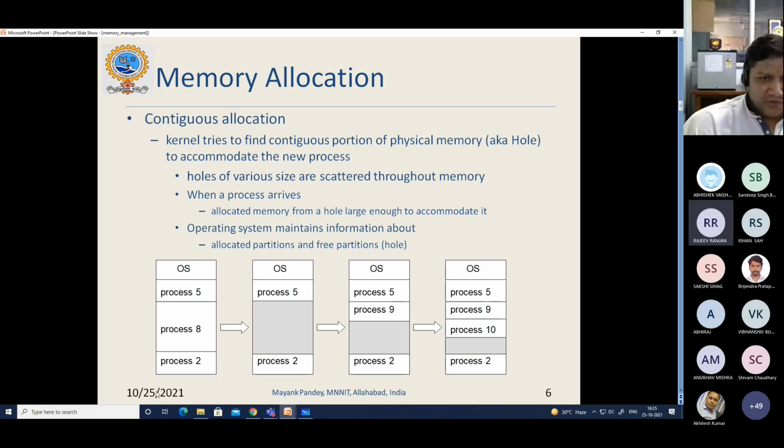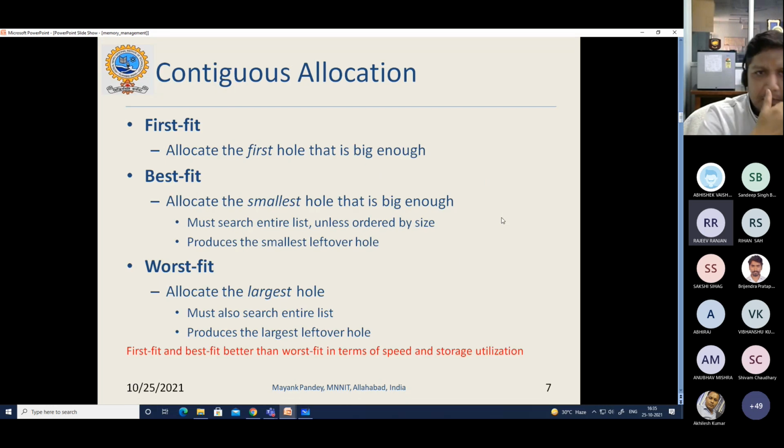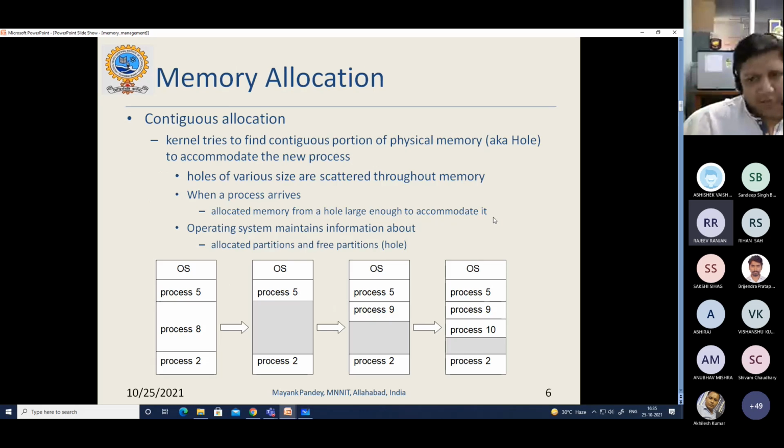Suppose this is the situation: processes 5, 8 and 2 are there. Suppose process 8 went out, went to hard disk. So this particular portion is vacant. Then process 9 came. Then process 10 came, and so on and so forth. Now, depending upon this, there are various algorithms in contiguous allocation, as there would be many holes, many free partitions.